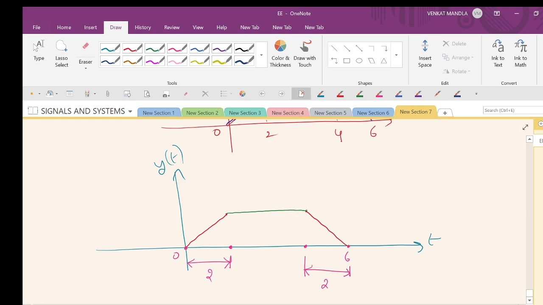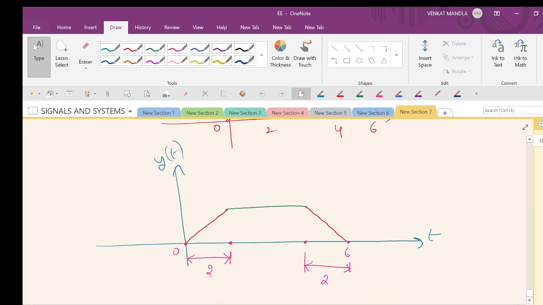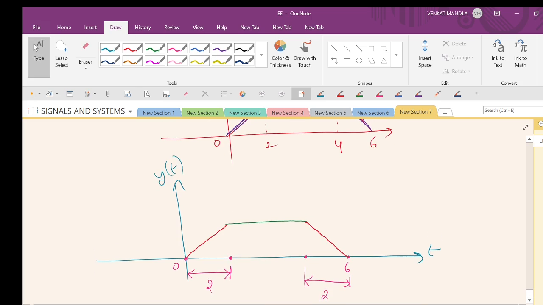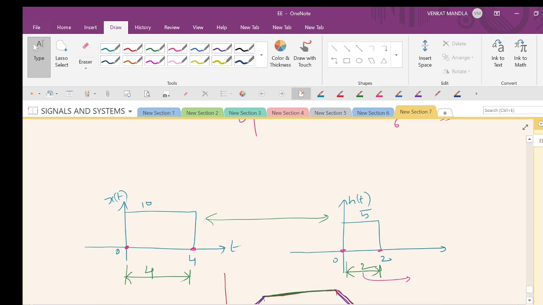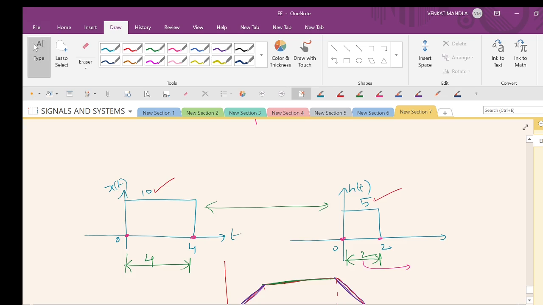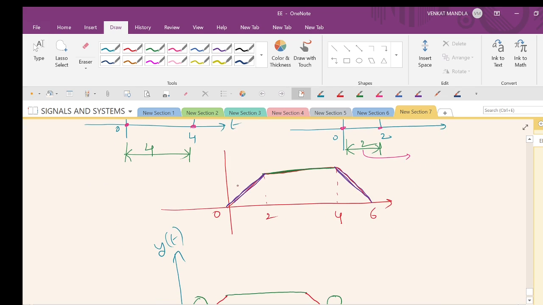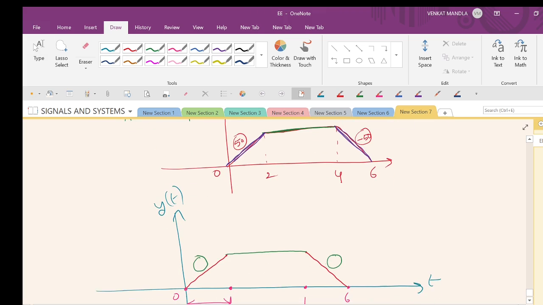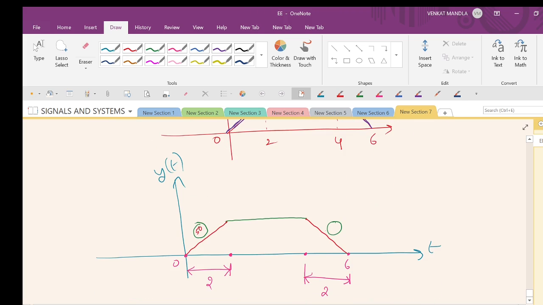That's it. And how to identify these slopes? Here we get one slope, and here also we get one slope. For the slopes, just multiply these amplitudes. This is 10, this is 5. Multiply these two, you will get 50. This is an increasing line, that's why you will get plus 50. This is a decreasing line, that's why you will get minus 50.